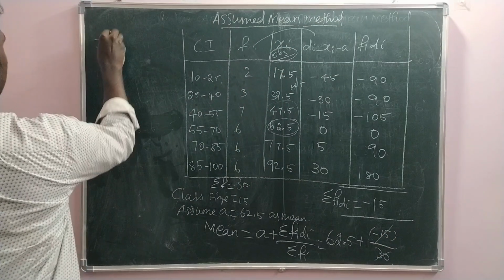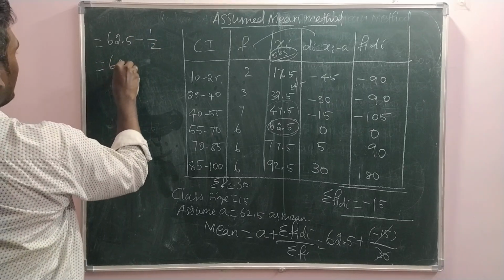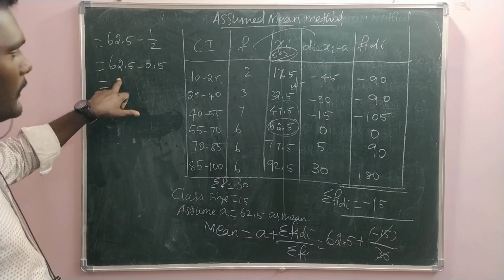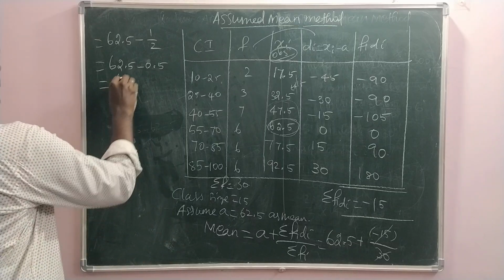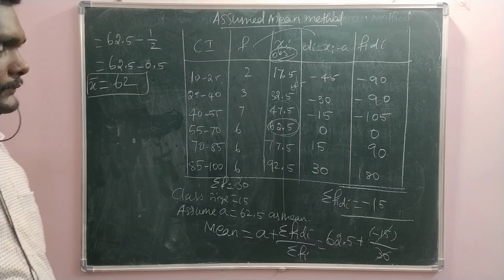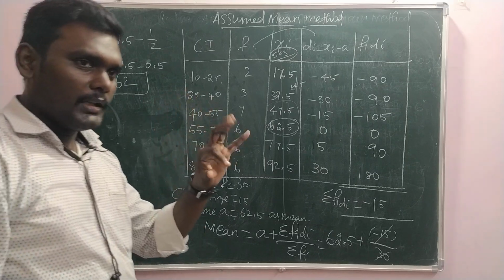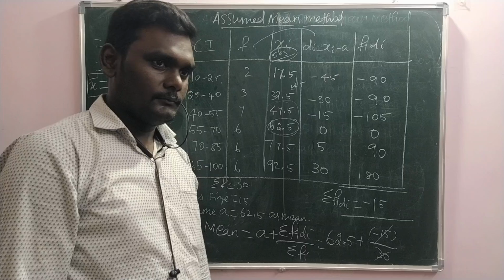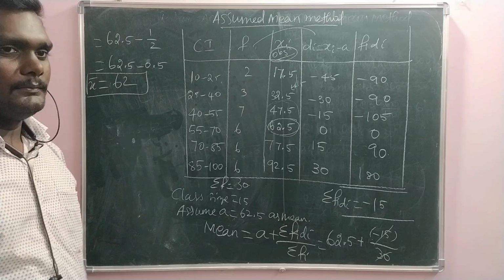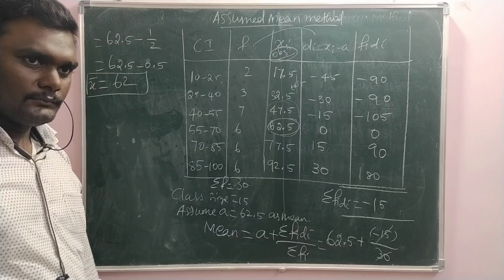Simplify them, then we'll get 62.5 minus 1 by 2. 1 by 2 means how much? 0.5. 62.5 minus 0.5, how much is it? 62 is the mean. In the previous method, what did we get as the mean? 62 only. Okay, got it? Any doubts in this method?